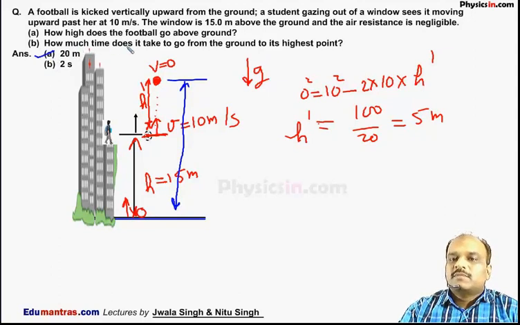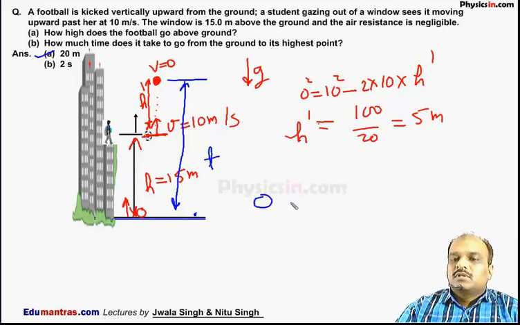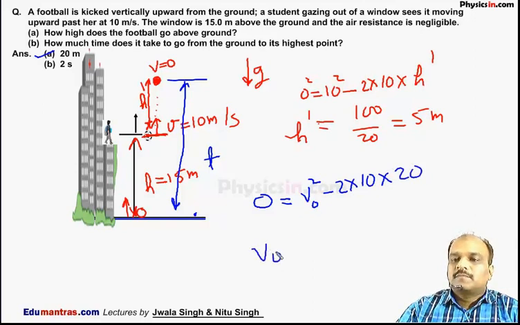Now how much time does it take to go from the ground to the highest point? We have to calculate the time taken by the ball to reach the highest point from the ground. Let this time be t. The final velocity is 0 and the initial velocity is not known. So it is v squared equals v naught squared minus 2g times the total height of the tower, which is 20. So v naught comes out to be 20 meters per second.